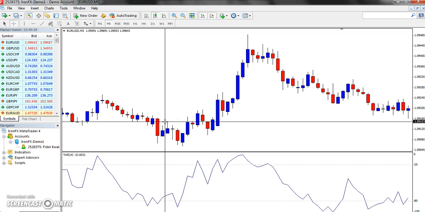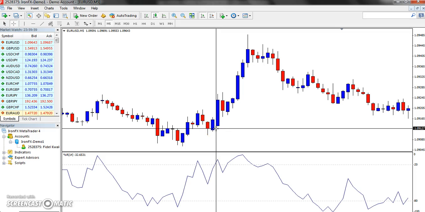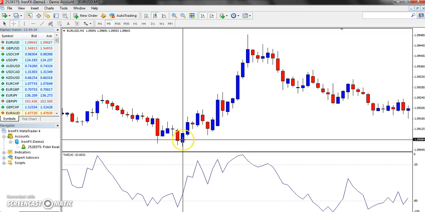Now it's going to close at 1.09153, and this one is going to close at 1.09127. So you will lose this trade.